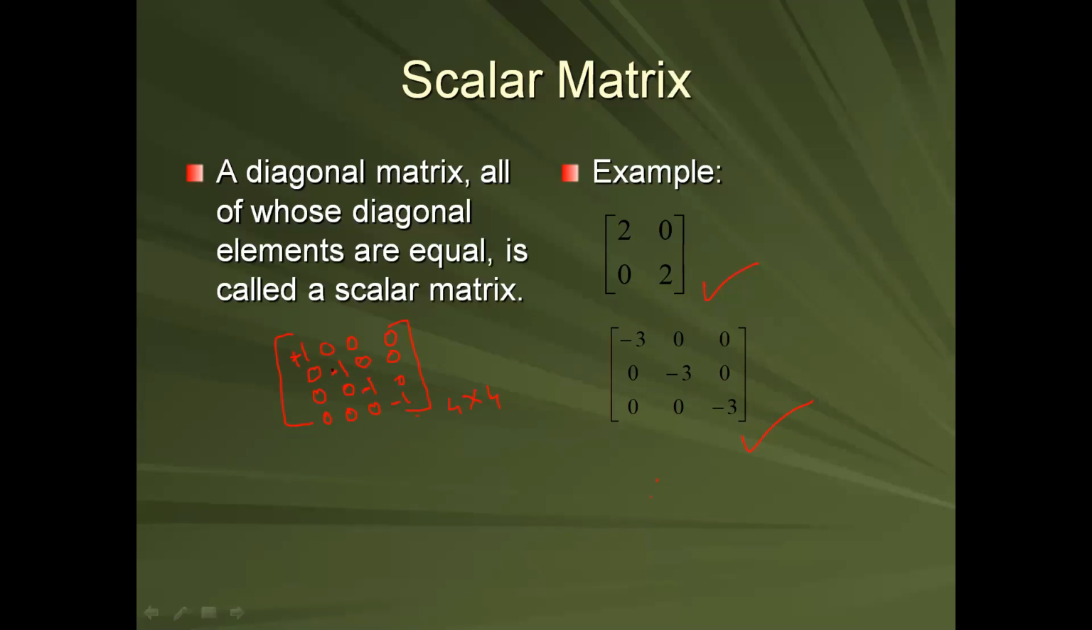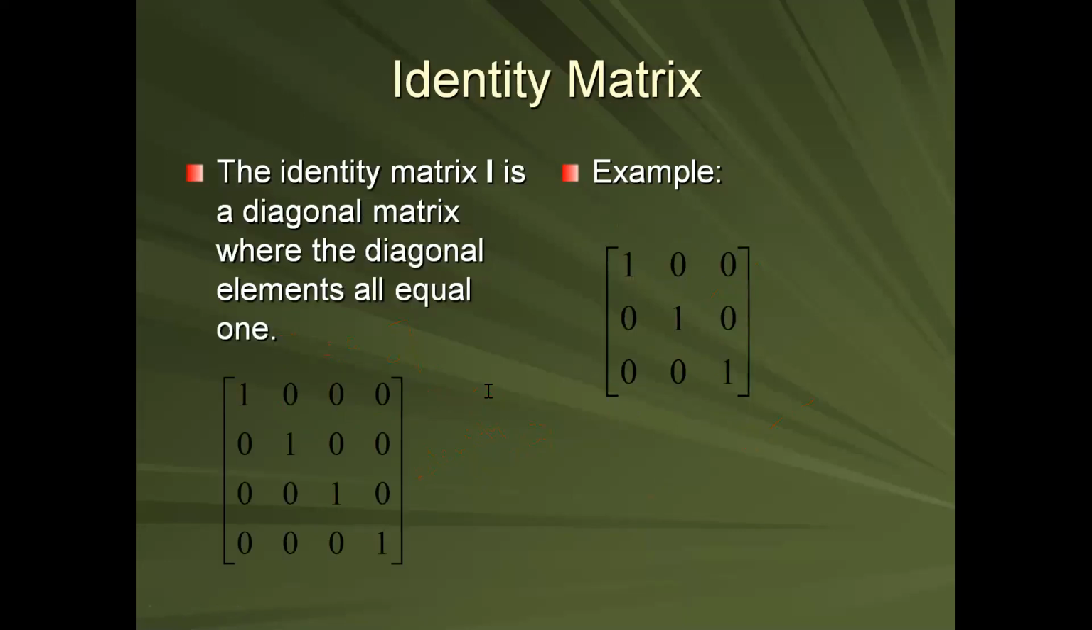But if it is 1, okay, now there is another name for this matrix. Which matrix is this? It is the identity matrix. That is the identity matrix, our next part. The identity matrix I is a diagonal matrix where the diagonal elements are equal to 1.